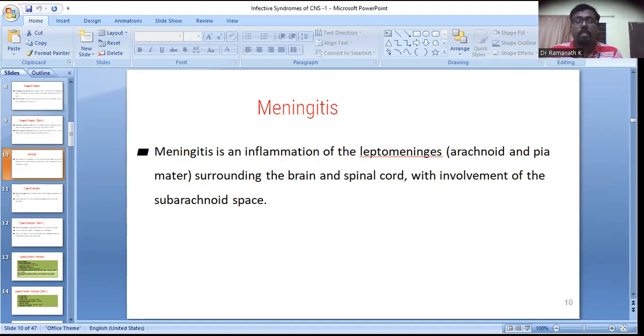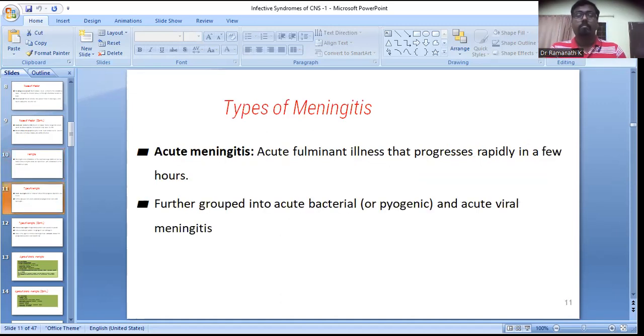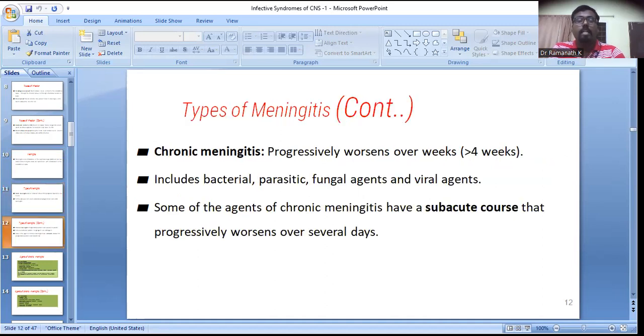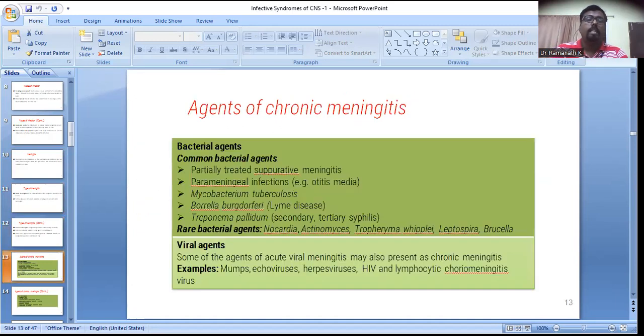First, coming to meninges, I already told that meningitis is an inflammation of the meninges, that is the inner two layers of the meninges, the arachnoid and pia mater, surrounding the brain and spinal cord with involvement of the subarachnoid space. So meningitis is mainly the inflammation of the meninges. There are two types of meningitis mainly. One is acute meningitis. The second one is chronic meningitis.